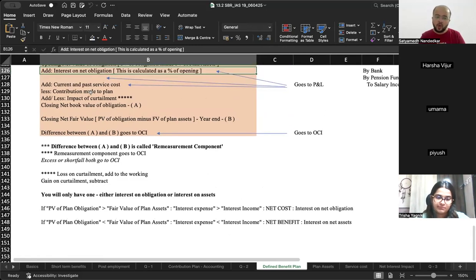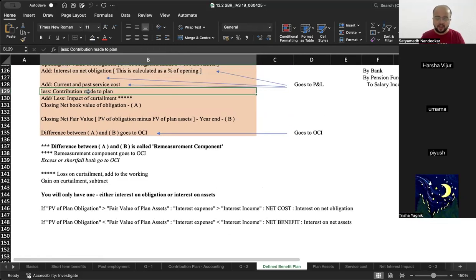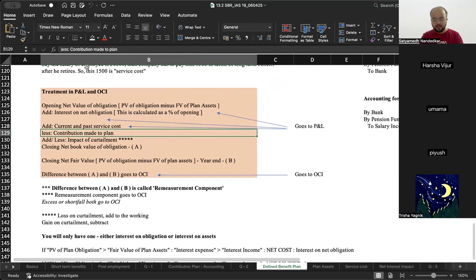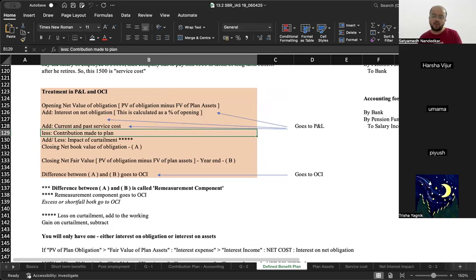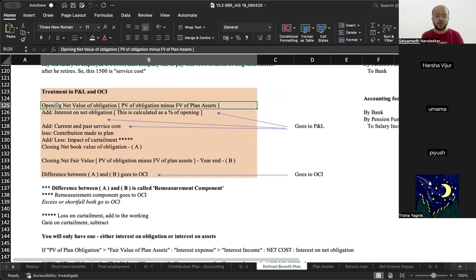Tell me something. Contribution made to plan is subtracted here. Does benefits paid have any impact on this calculation? No. Why? Because the amount of benefit paid will be subtracted from the net obligation. So, for example, I have to give retirement benefit to Harsha. If I am paying her 80,000, then 80,000 gets deducted from the present value of obligation, because that is the amount payable, so that will get subtracted.